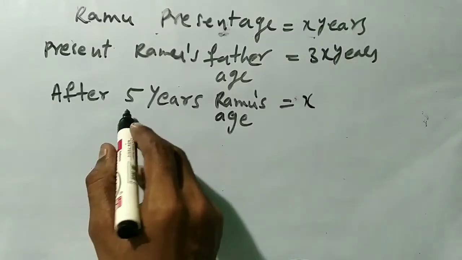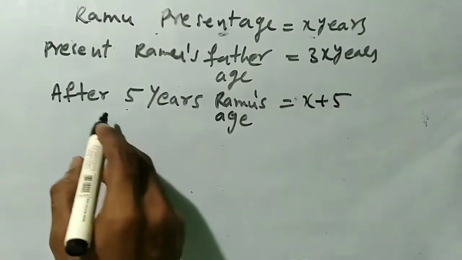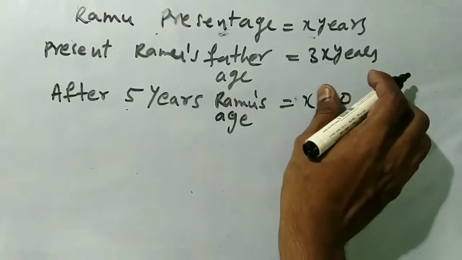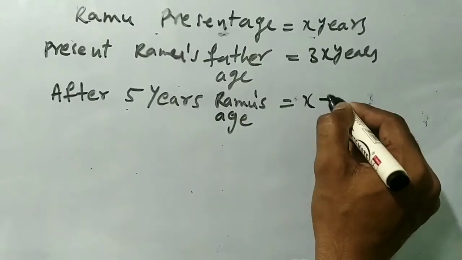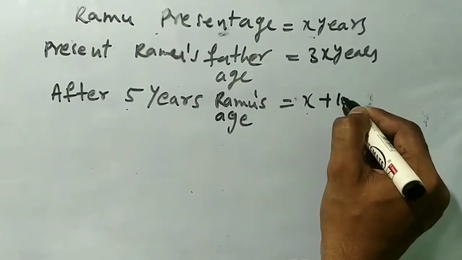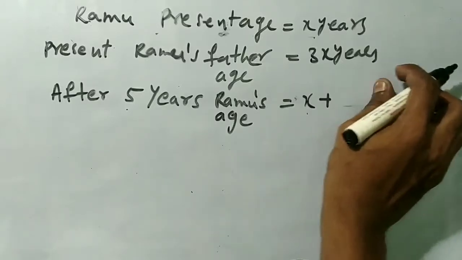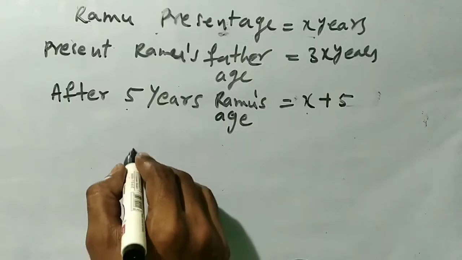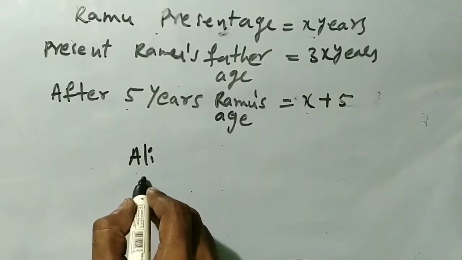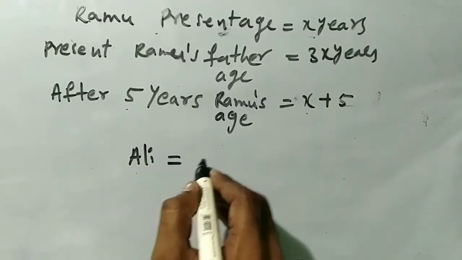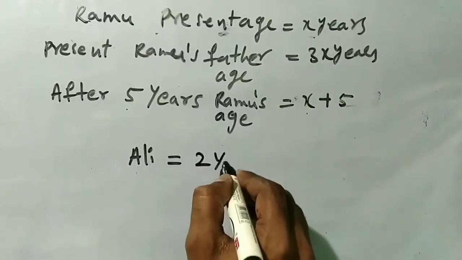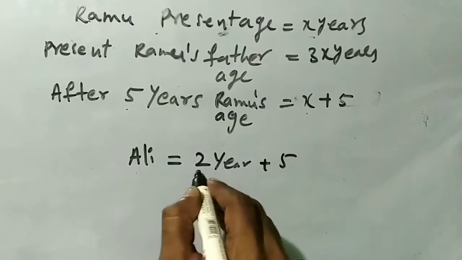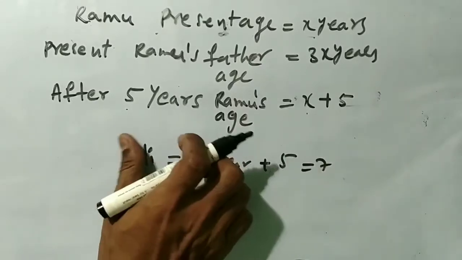What is after 5 years? Just plus 5. If it is after 10 years, then plus 10. Here they have given after 5 years, so Ramu's age will be x plus 5. Let's think of Chintu or Ali, whose age is now 2 years. After 5 years, it becomes plus 5. 2 plus 5 is equal to 7. This concept is the same as here.